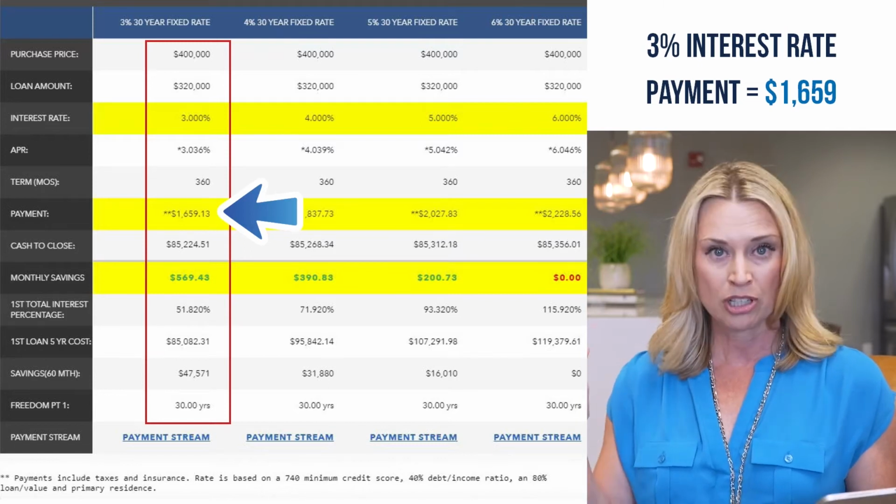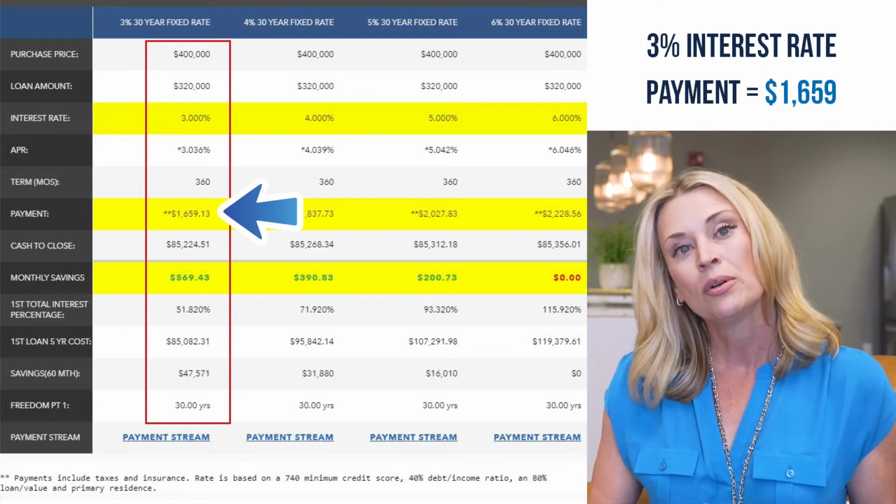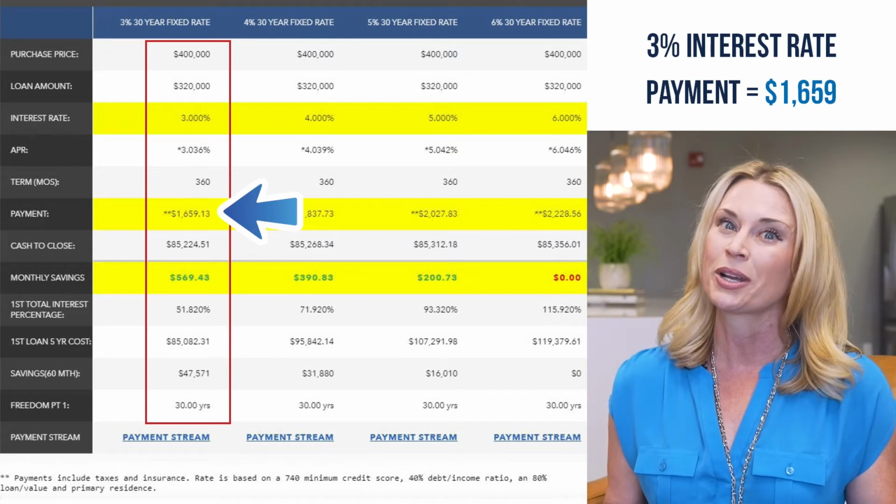So the monthly mortgage payment would be roughly $1,659 a month. So that includes principal, interest, property taxes, and homeowner's insurance, because in this scenario, 20% down payment is the down payment figure that we're using. There is no mortgage insurance.